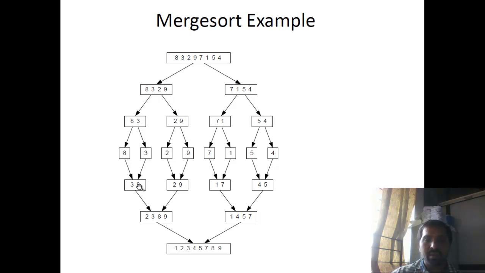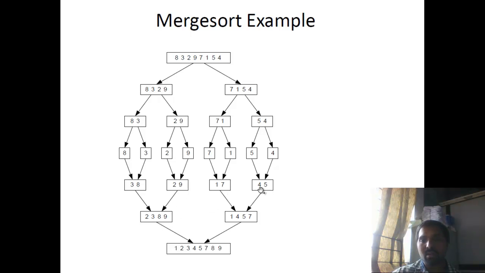Now again we can combine these two problems, 3 and 8. The first element here is 3, the first element here is 2. Comparing 2 and 3, 2 is smaller, so first we copy 2, then we take 3 and 9. Out of these two elements, 3 is smaller, so 3 is copied here. Then 8 and 9, 8 is smaller, we copy it here, and 9 is copied here.